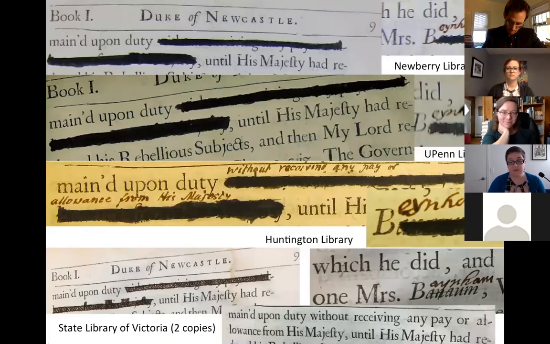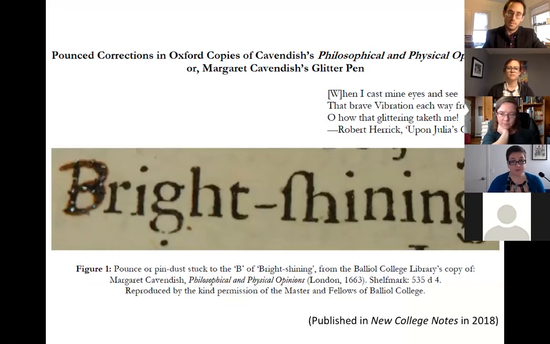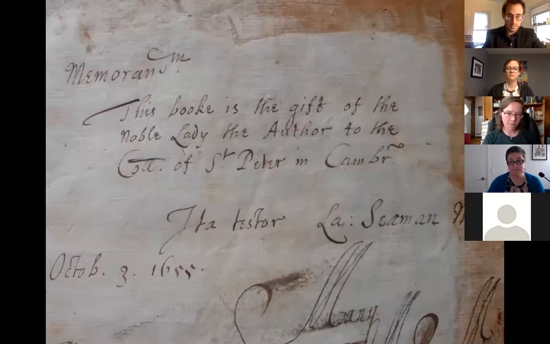So this includes the uniform hand corrections made by her secretary that Jim Fitzmaurice has published about. It includes the paper slips pasted into her plays, which Jeffrey Masten has written about. And it also includes something I have written about, which is what I've called Margaret Cavendish's glitter pen, which is about the glittery blotting sand stuck to the changes that she had made to her 1663 Philosophical and Physical Opinions. Changes, I will note, which she only had made to those copies destined for Oxford.